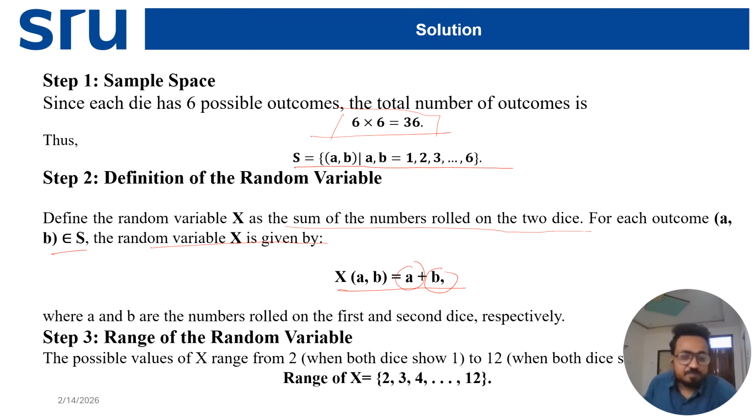So now, what is the range of this random variable? The possible values of X range from 2 up to 12, because the sum of 1 1 is 2, and the sum of 6 6 is 12. So the range of this random variable will lie between 2 to 12. That is 2, 3, 4, 5, 6, 7, 8, 9, 10, 11, 12.